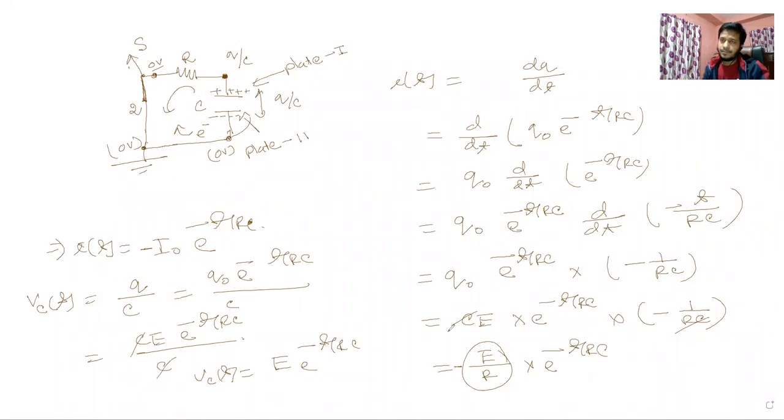Now let us define the time constant during the discharging phase of the capacitor in terms of the charge stored on the capacitor. The equation for charge is Q of t equals Q naught e to the power minus t by RC.